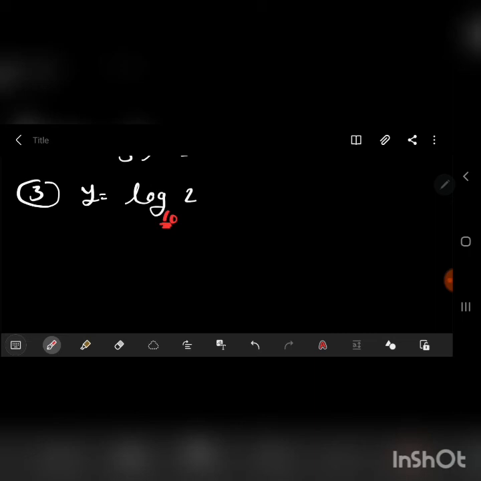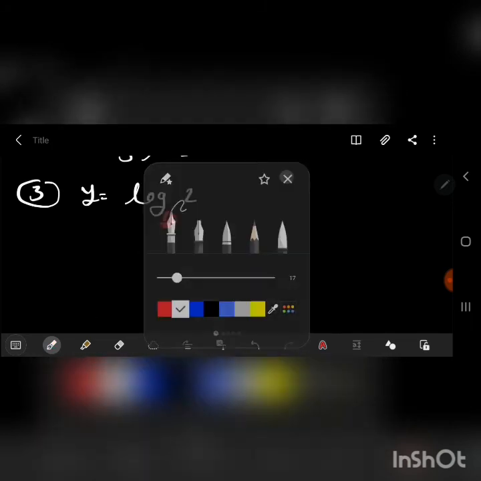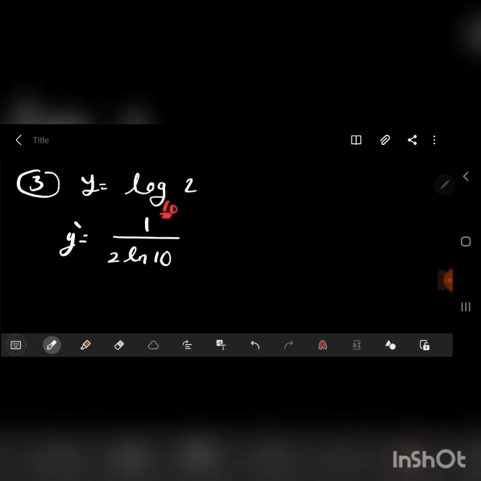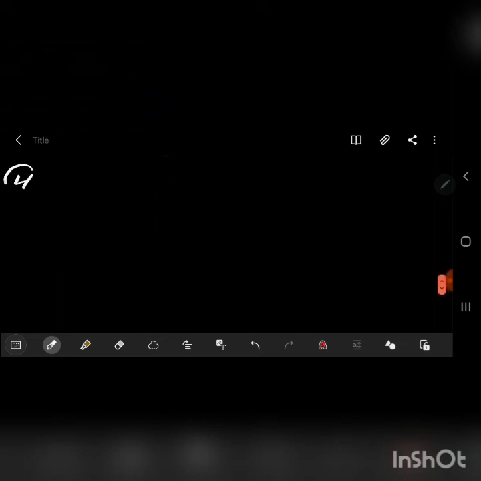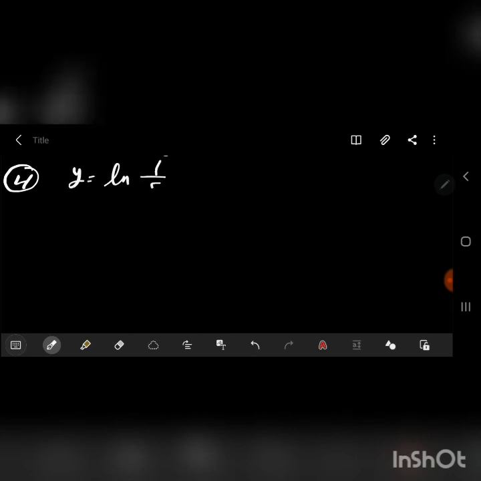It's like a rule. So now y prime equal to 1 over 2 ln 10. I write 10 by myself. So the fourth example will be y equal to ln 1 over 5.